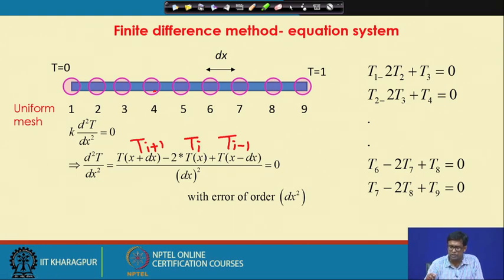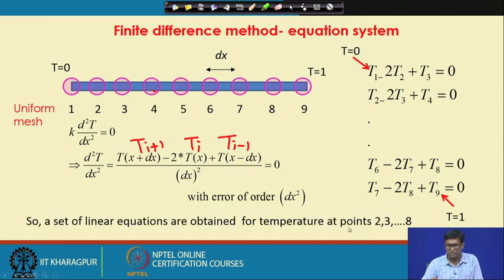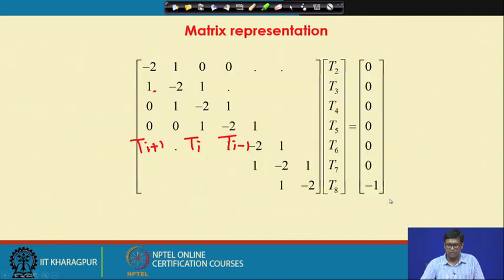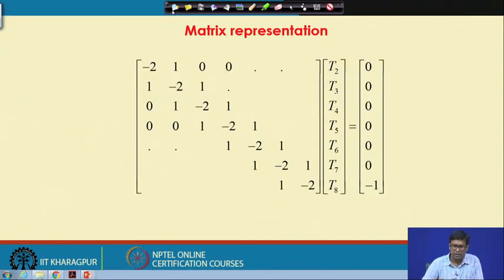And in this equation we also have the boundary condition, which is T1 = 0. So, we have to substitute this here, we have T9 = 0, we have to substitute it here, and we will get a set of linear equations for temperature for points 2 to 8, these 7 points. So, in order to find out the temperature distribution here, we have to solve this set of equations, and what we get in a matrix form is a particular matrix equation.